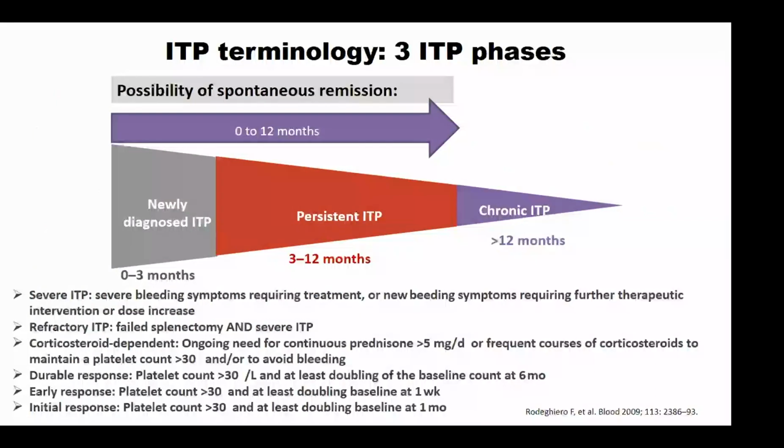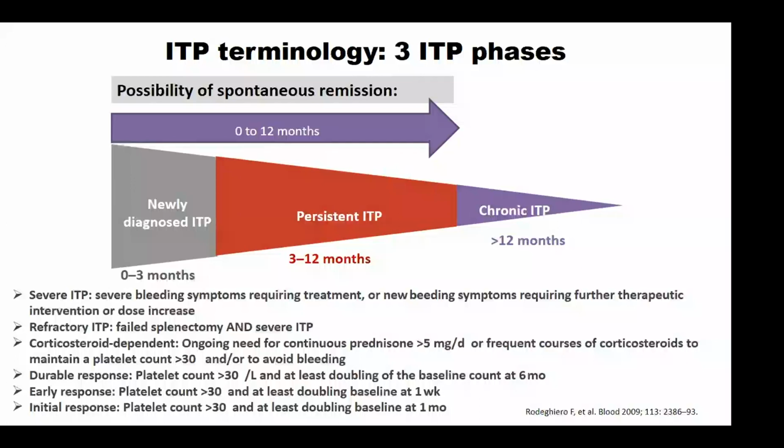This is some terminology of ITP. Newly diagnosed ITP is from diagnosis to 3 months. Persistent ITP is from 3 months to 1 year. Chronic ITP is when the patient has had the disease for more than 12 months. Severe ITP is when we have severe bleeding requiring treatment, or new bleeding symptoms requiring further intervention or dose increase.